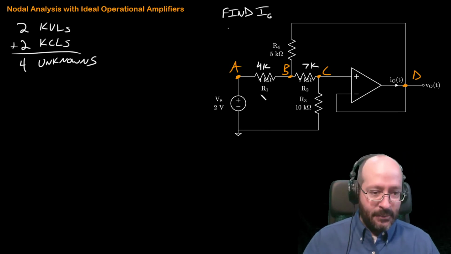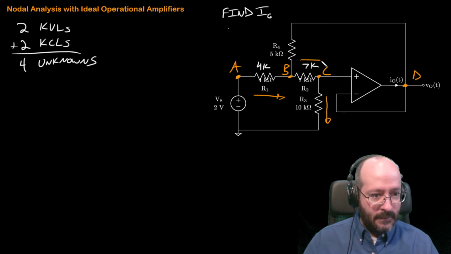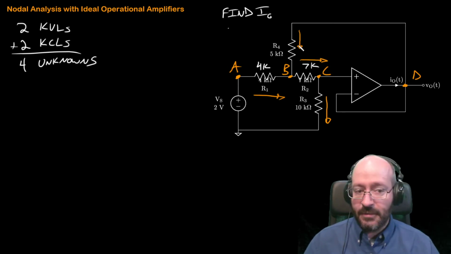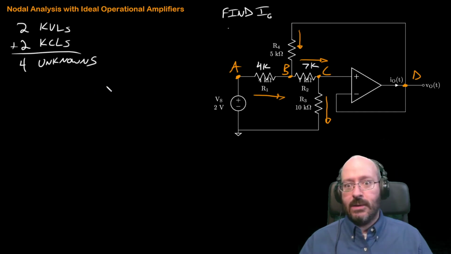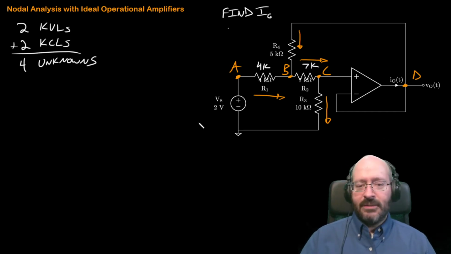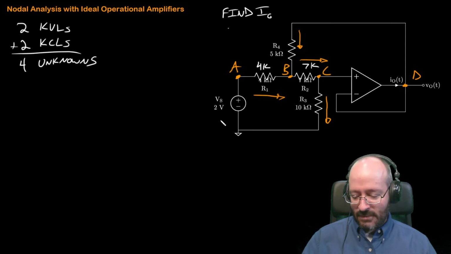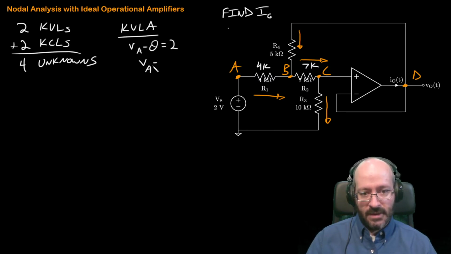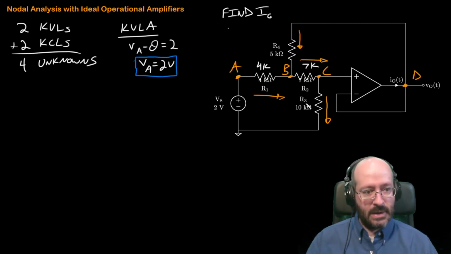All right, I was bad. I didn't label arbitrary current directions for my passive elements, but now I did, so there they are. All right, let's write the ones that are obvious. Well, let's write the KVL for A, right? KVL for A, and it's going to be VA minus 0 equals 2. Also known as VA equals 2 volts. Okay, that one was quick and dirty.